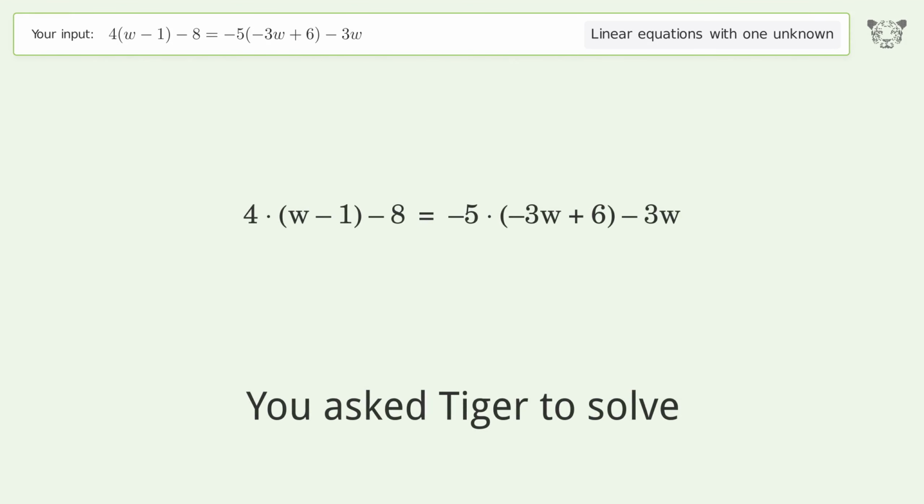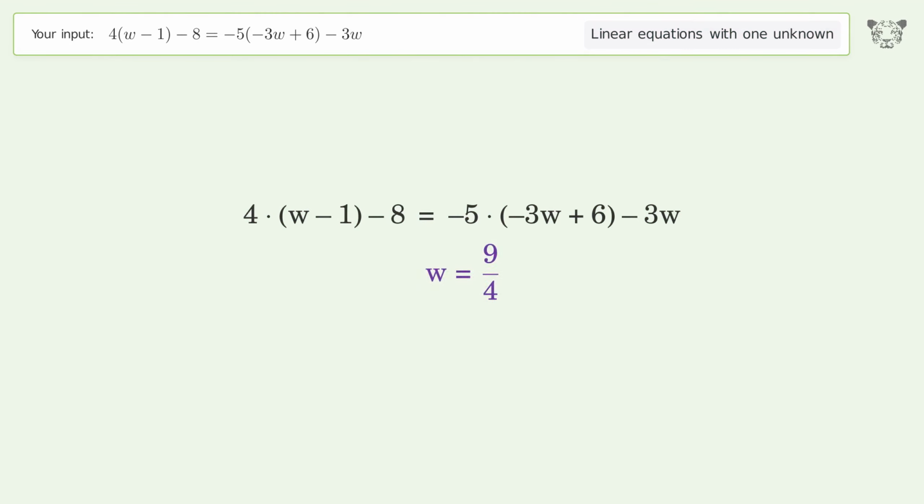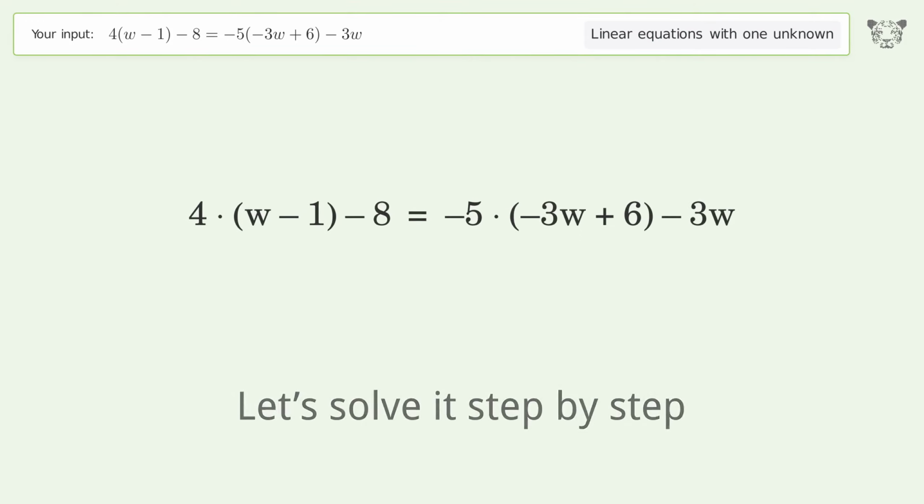You ask Tiger to solve. This deals with linear equations with one unknown. The final result is w equals 9/4. Let's solve it step by step.